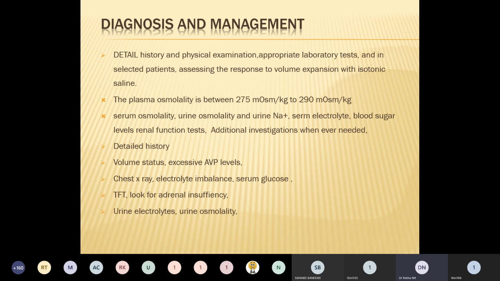Then after the history, we have to examine the patient for volume status, whether the patient is hypovolemic, euvolemic or hypervolemic. Apart from that, we routinely get a chest X-ray, electrolytes, serum glucose, and we work up for adrenal insufficiency if we suspect it. Then we have to get urine electrolytes. Why should we do urine electrolytes? This is mainly to differentiate between hypovolemic hyponatremia of renal or GI origin.